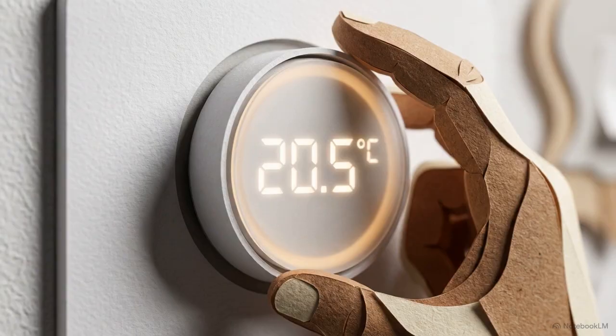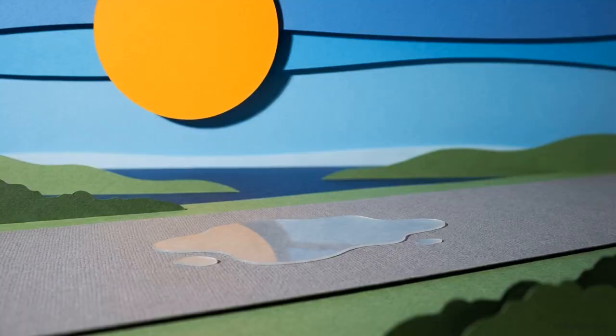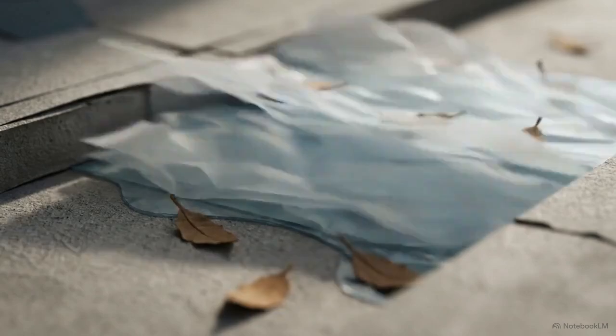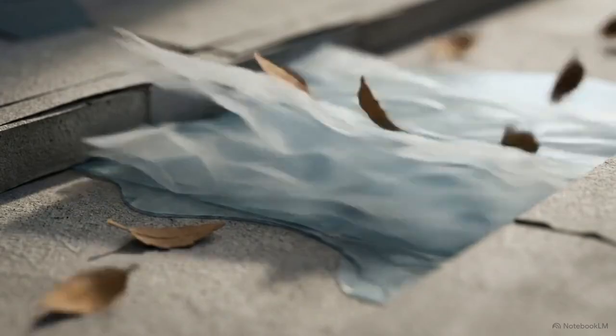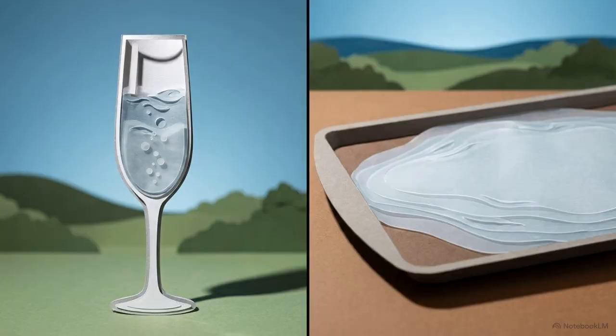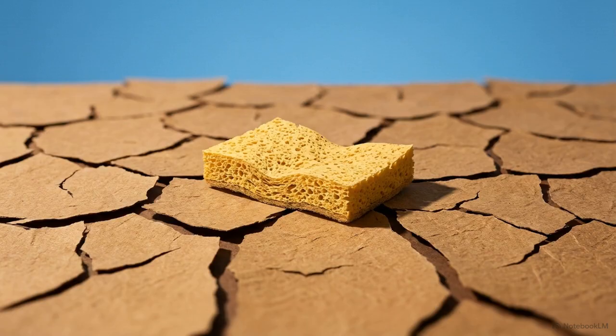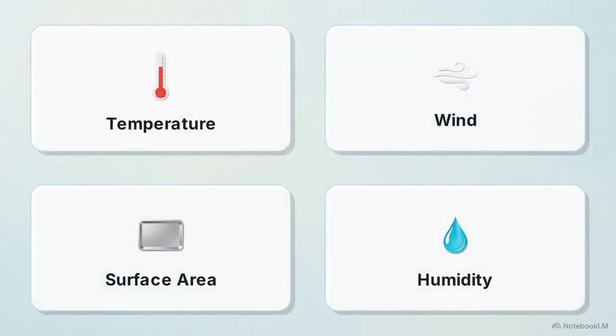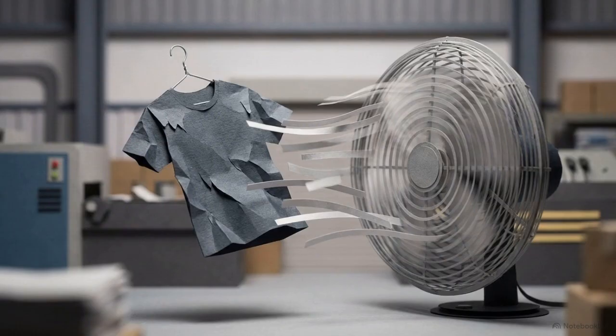We can speed up this quiet escape by changing the environment. Raising the temperature gives the molecules more energy to break free. Increasing the wind speed clears away the humid traffic jam of escaped vapor sitting right above the liquid. Spreading the water over a larger surface area provides more exit points for those top-layer molecules. And if the surrounding air has low humidity, meaning it is dry, it acts like an empty sponge, eager to absorb more vapor. By manipulating these 4 specific variables, temperature, wind, surface area, and humidity, we can predictably control exactly how fast a puddle or a wet t-shirt dries up.